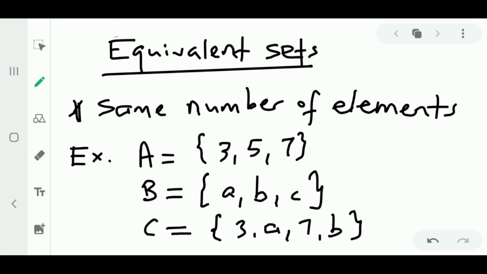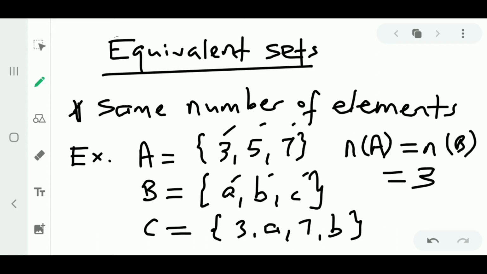So now we're going to do equivalent sets. Equivalent sets have the same number of elements. So it doesn't matter what elements are in each of the sets, it just matters that the number of elements ought to be the same. Here A has 1, 2, 3 elements, B has 1, 2, 3 elements. That means they're both equivalent. C now has 4 elements, so it is not equivalent to A nor B. So n(A), which is the number of elements in A, is equal to n(B), which is equal to 3.